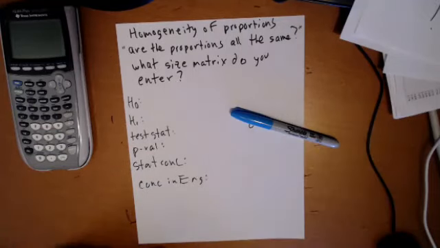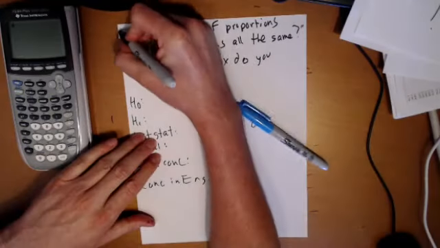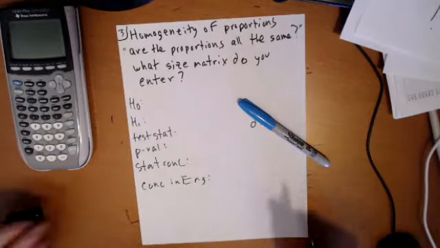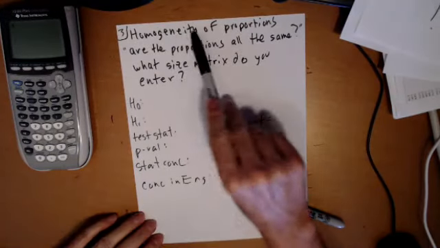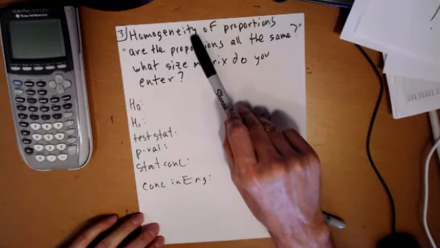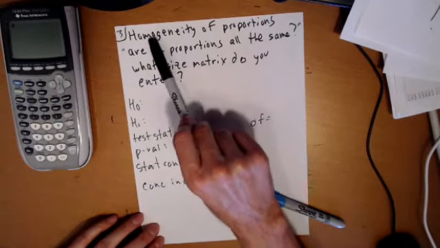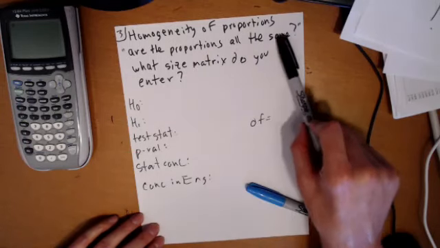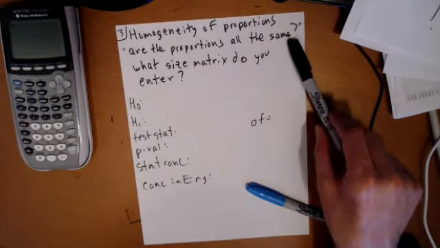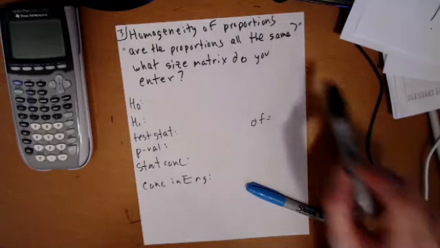Hey folks, problem number 3. Homogeneity of proportions. Homogeneity, fancy way of saying same. Homo, same. So, homogeneity of proportions. In other words, are the proportions all the same? Probably would have been easier. They just said that. Why use a big word?